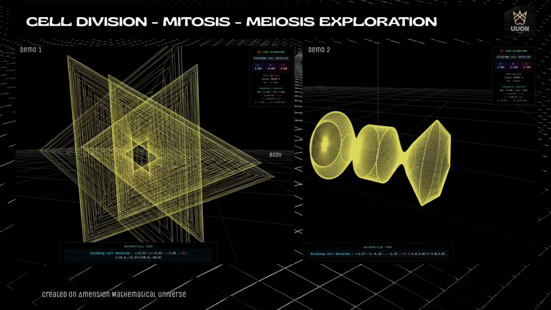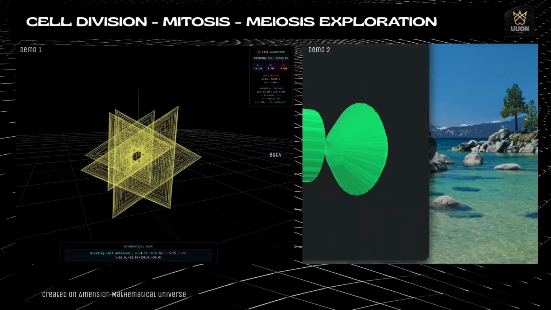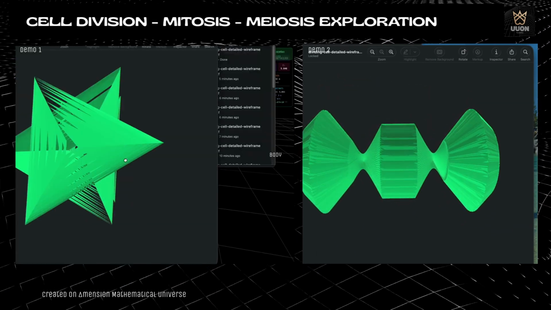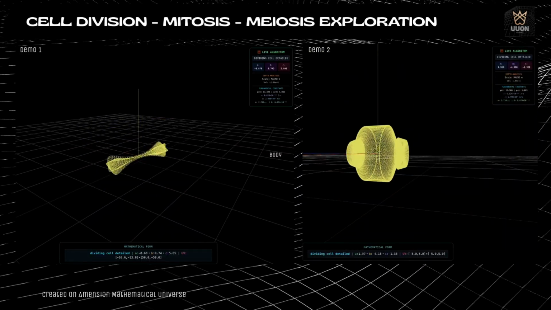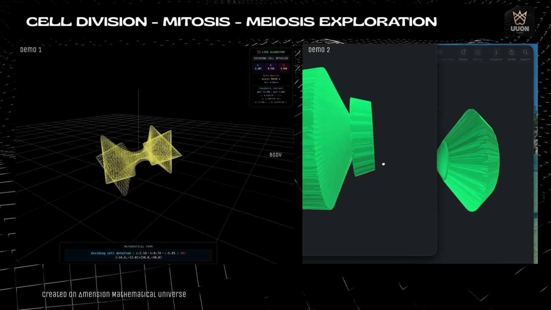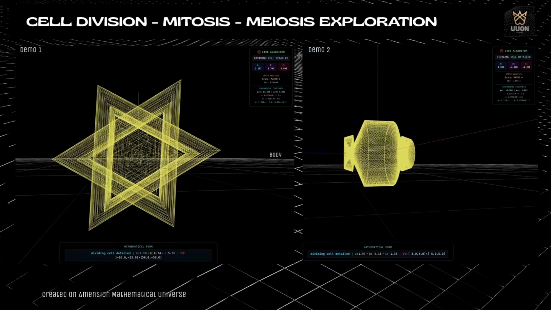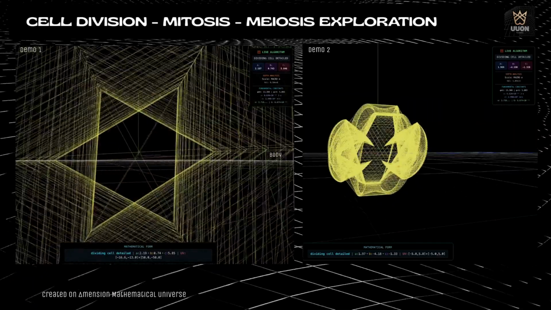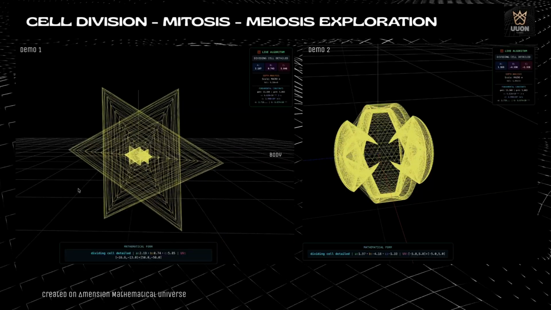The precision of these models is remarkable, with some containing over 100,000 vertices, capturing the minute details of protein interactions and membrane dynamics that occur at the molecular level. Through our parametric controls, we can simulate different phases of the cell cycle. Watch as we transition from the growth phase of interphase, where the cell accumulates the resources necessary for division, into the dramatic reorganization of mitosis. The spherical formations you see emerging represent different configurations the cell adopts as chromosomes align and separate, ensuring each daughter cell receives an identical genetic complement.